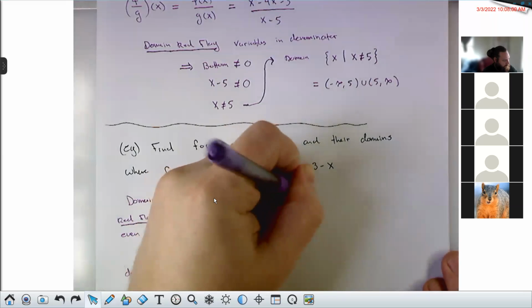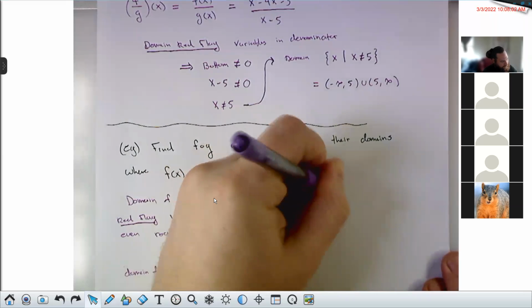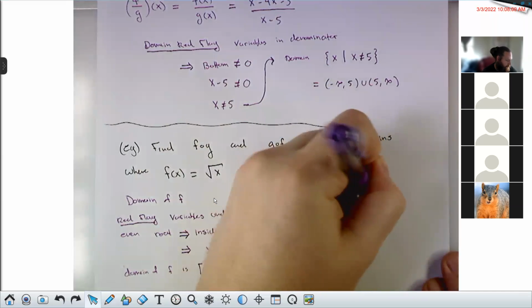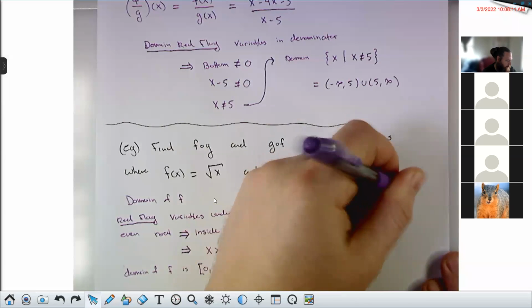The domain of g, that's easy. g is also a polynomial, like the previous examples. So that's just -infinity to infinity.